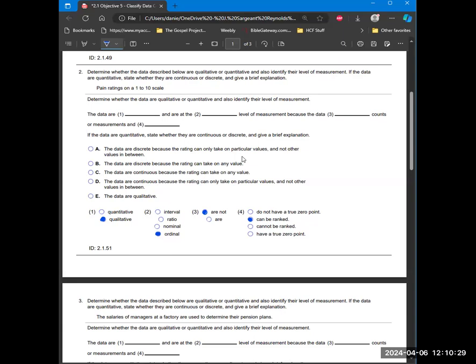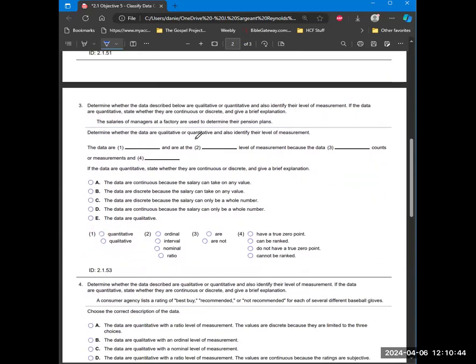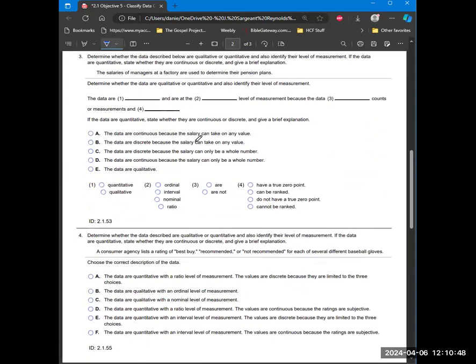And so E, the data are qualitative. We don't need to say anything more about that because they were not quantitative. We don't need to explain anything about the category other than to say that they were qualitative in nature.